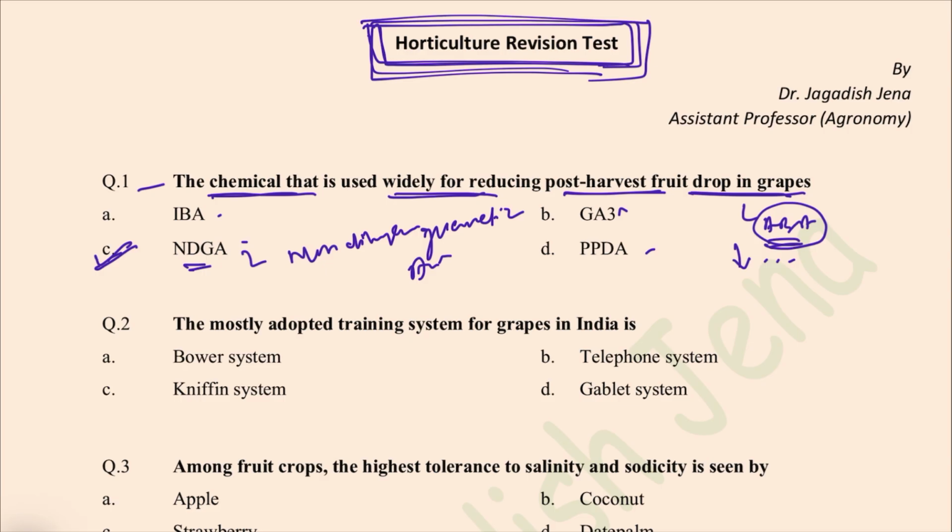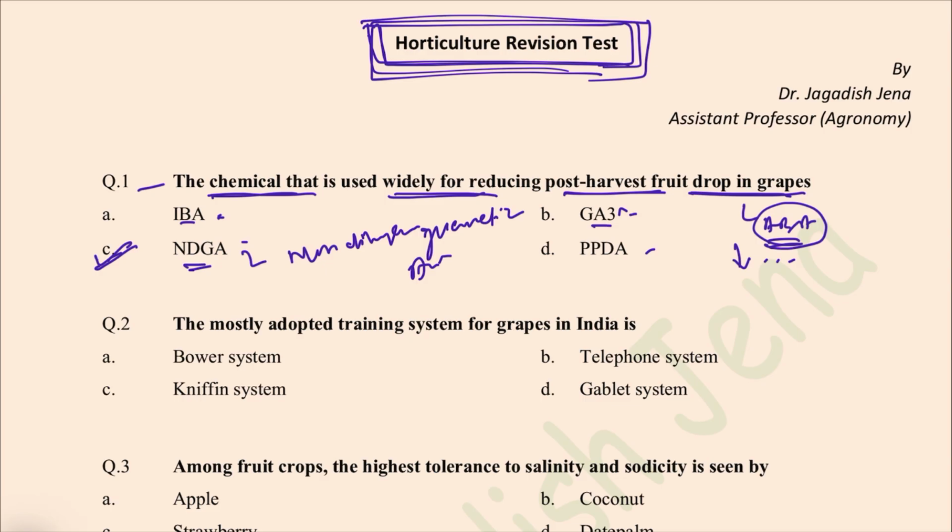See, IBA, that is indole-3-butyric acid, is basically a synthetic auxin primarily used for rooting of cuttings. So when rooting comes to your mind, the answer will be IBA. It is not directly related to post harvest berry drop. GA3, that is gibberellic acid, is a gibberellin primarily used in grapes for berry thinning, reducing fruit set, cluster elongation and increasing berry size. So it is not important for preventing berry drop.